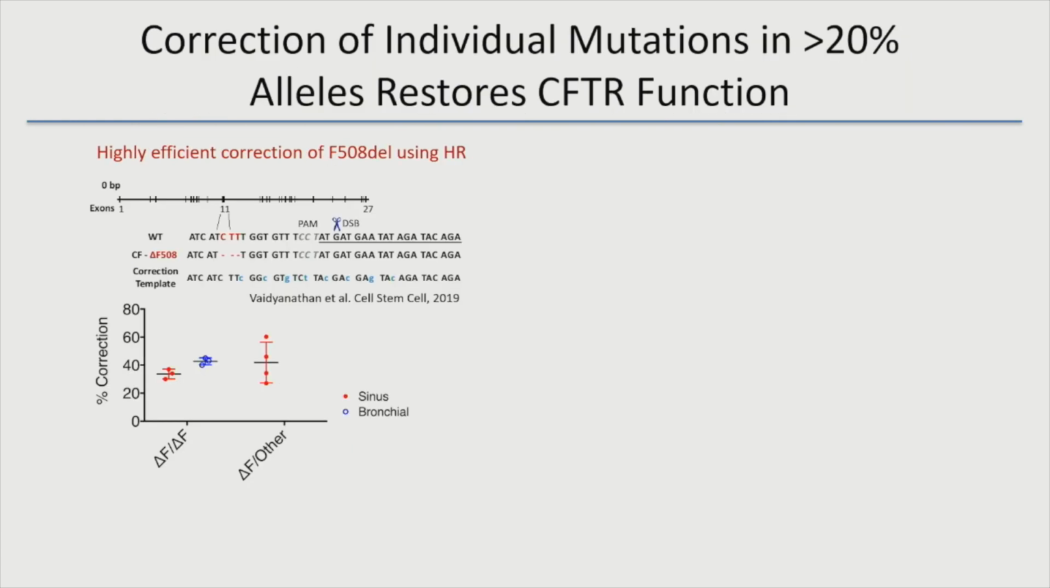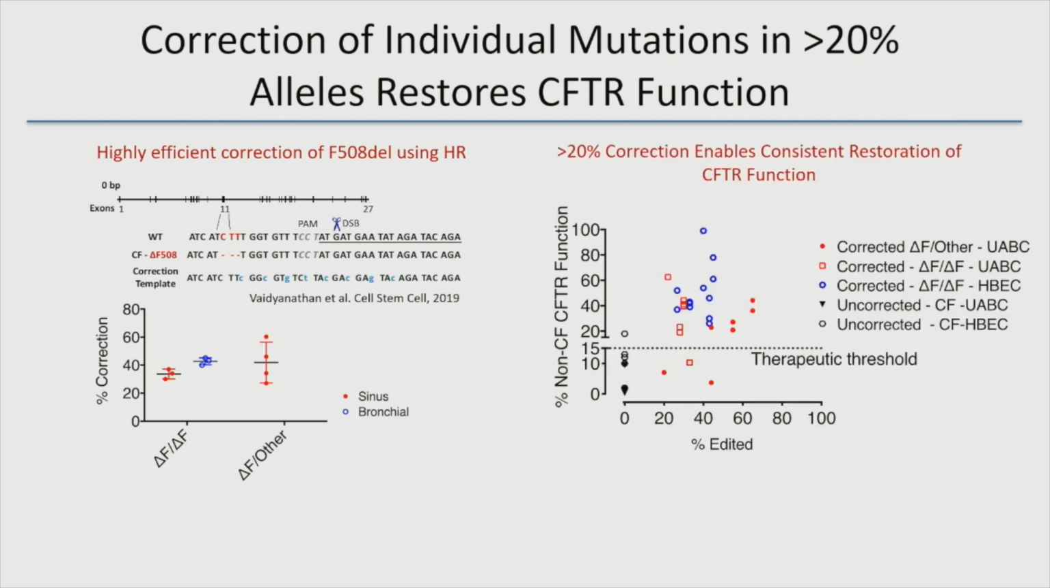So the first one is to go mutation by mutation, right? And so this was my paper from when I was a postdoc. Here our goal was to use HR to correct delta F508. And we were able to get somewhere between 30 to 60% correction of delta F508, both in homozygous samples and compound heterozygous samples. And what you can see here is that by the time you get to about 20 to 30% correction, you can actually start seeing meaningful restoration of CFTR function. That's about the 10 to 20% threshold that people commonly attribute for making a therapeutic difference, right?